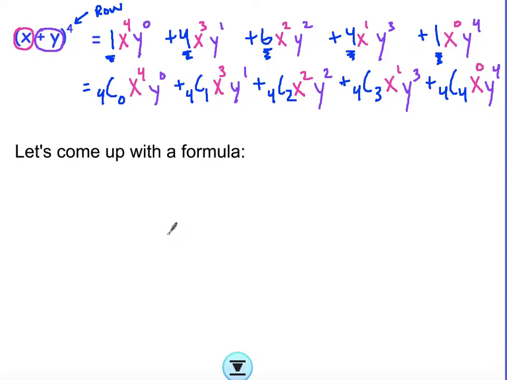So, in general, we use n choose r. Now remember, n was the row and r was the term. Now what I want you to do is figure out, how do I get this exponent up here on the pink from these numbers? So like here, a 3, how do I get a 3 from a 4 and a 1? How do I get a 1 from a 4 and a 3? How do I get a 0 from a 4 and a 4?